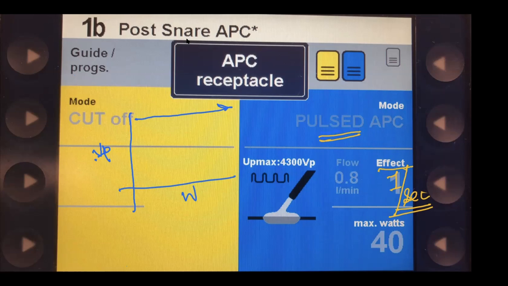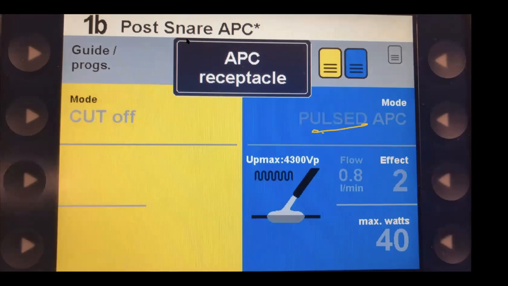But when it comes to pulsed APC, effect 2, I don't know why they put effect 2. They should say effect 16, because that's 16 pulses per second. It would have made more sense for people to understand that instead of saying effect 1 and 2, they should have said effect 16, so that people can understand it's 16 pulses at a little bit of a lower voltage than effect 1. So something to learn about it.